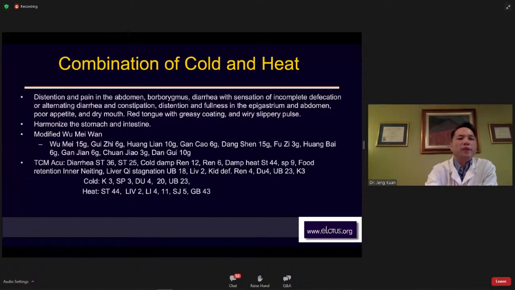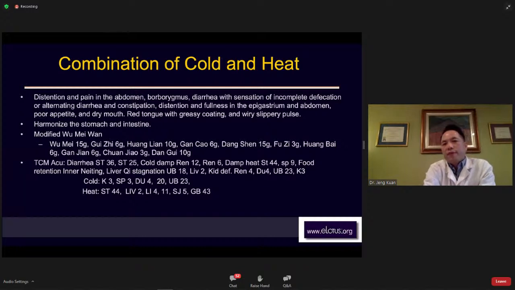If there's a combination of cold and heat, that is the second pattern that we mentioned earlier. Distension and pain in the abdomen, borborygmus, diarrhea with sensation of incomplete defecation or alternating diarrhea. Actually, incomplete defecation sometimes can be caused by lung qi deficiency. We'll talk about that. And alternating diarrhea and constipation, distension and fullness in the epigastrium and abdomen, poor appetite and dry mouth, red tongue with greasy coating and wiry, slippery pulse.